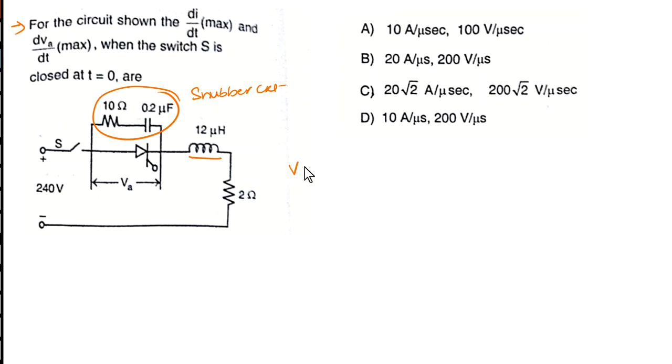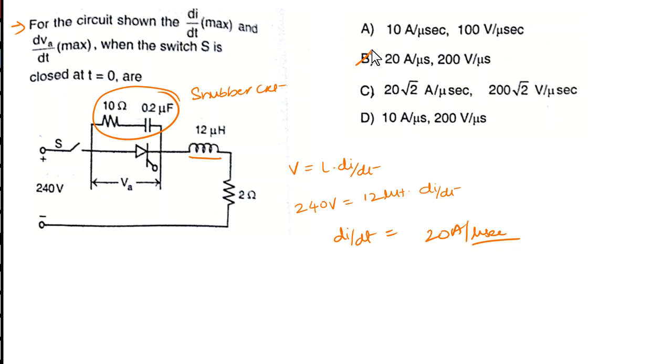Now the basic formula is V is equal to L into dI by dt. So we want to find the dI by dt. What is the L value? What is the supply voltage here? So V is nothing but 240 volts is equal to L, which is 12 microhenry, into dI by dt, which we need to calculate here. So from this, dI by dt is 20 amperes per microsecond. So 20 amperes per microsecond is the answer for this part.